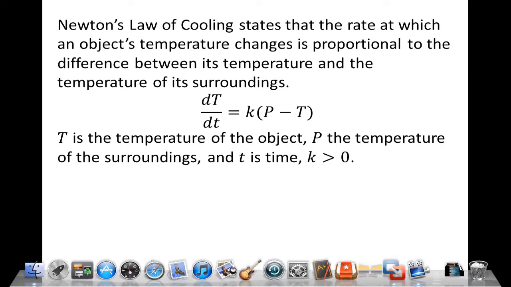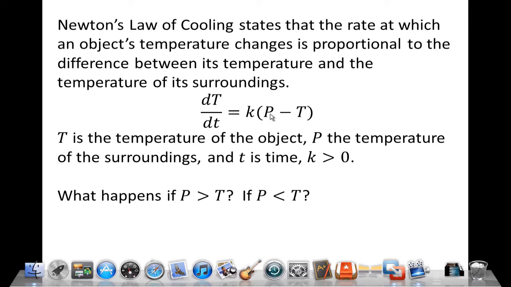So let's just ask a very simple question. What happens if P is greater than T? What happens if P is less than T? And we'll look at them both from the setting of the equation and then from a practical setting. What does this really mean? Okay, so we'll just focus on what happens if P is greater than T.